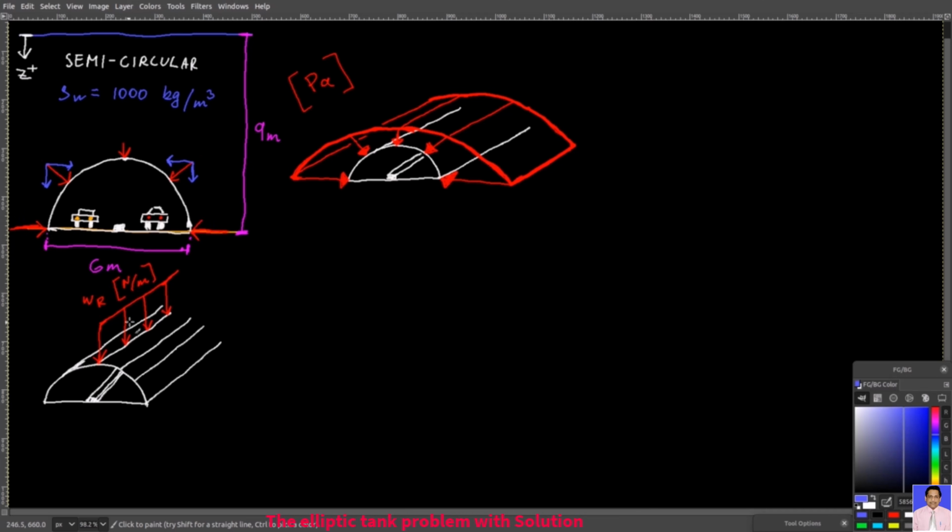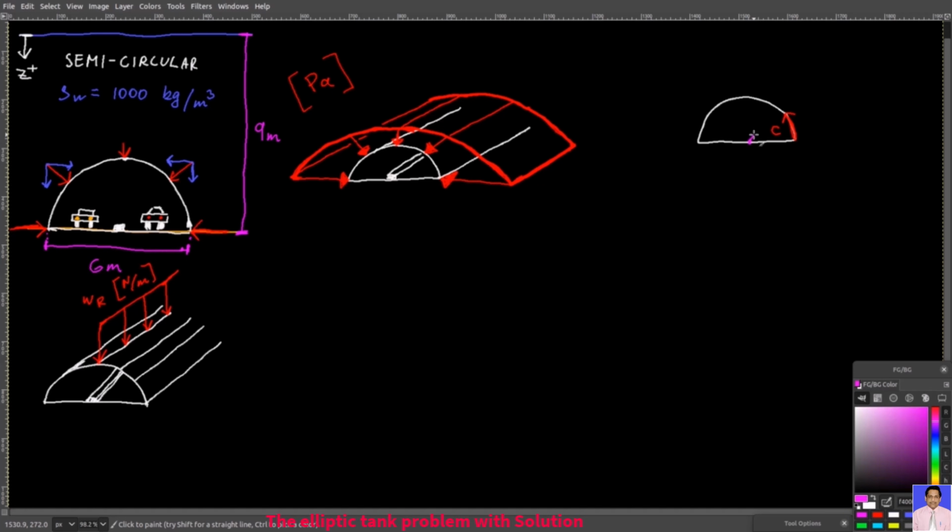That's why this WR must run along the line on the top of the semicircle. In order to find WR, you could use the traditional way, the integration. Let's define the variable C that runs along the circumference of the tunnel. You know that the width of the tunnel is 6 meters.